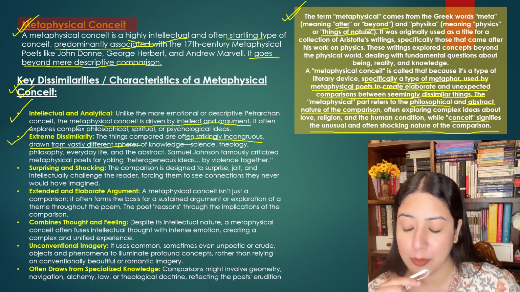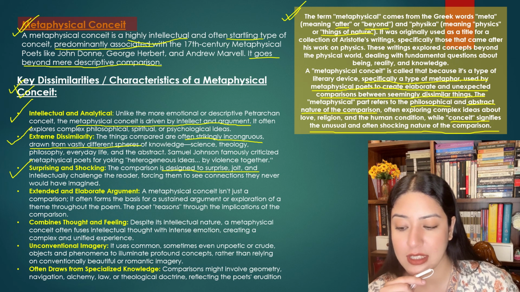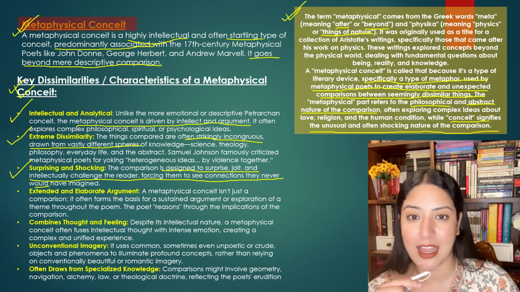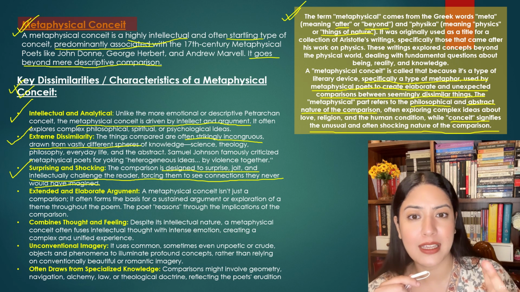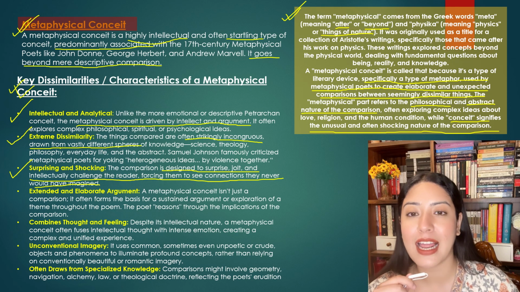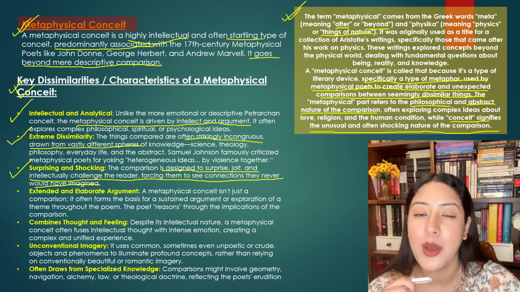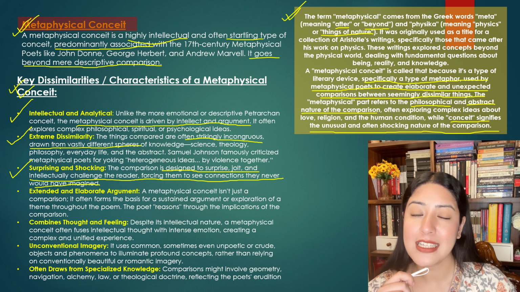So, surprising and shocking: the comparison is designed to surprise, jolt, and intellectually challenge the reader, forcing them to see connections they never would have imagined. Would you, in your right mind, or in your day-to-day life, have ever imagined an analogy between love and a flea, a mosquito? No, right? But that's what John Donne does in his poem, The Flea. And the analogies make us think, the analogies actually make us see his intellectual prowess and how far he was going with it, when we read The Flea. And he does it phenomenally, and he does it so well.